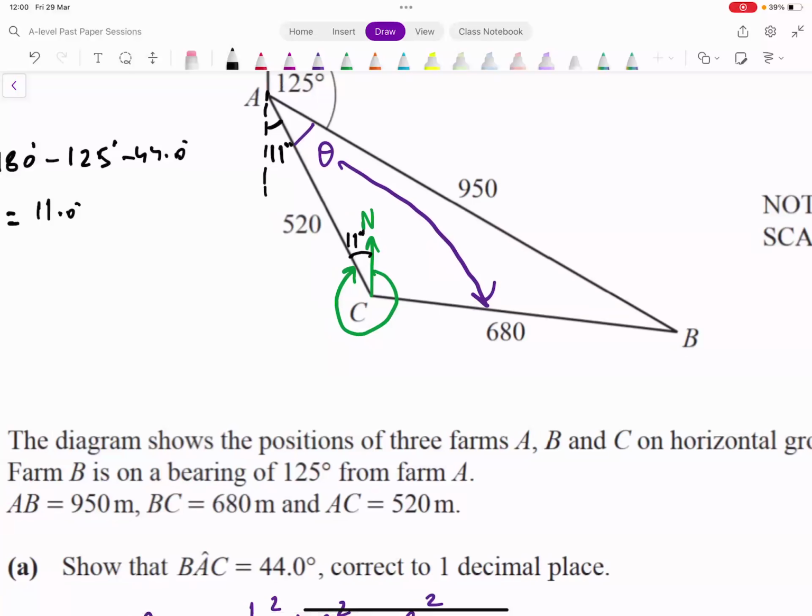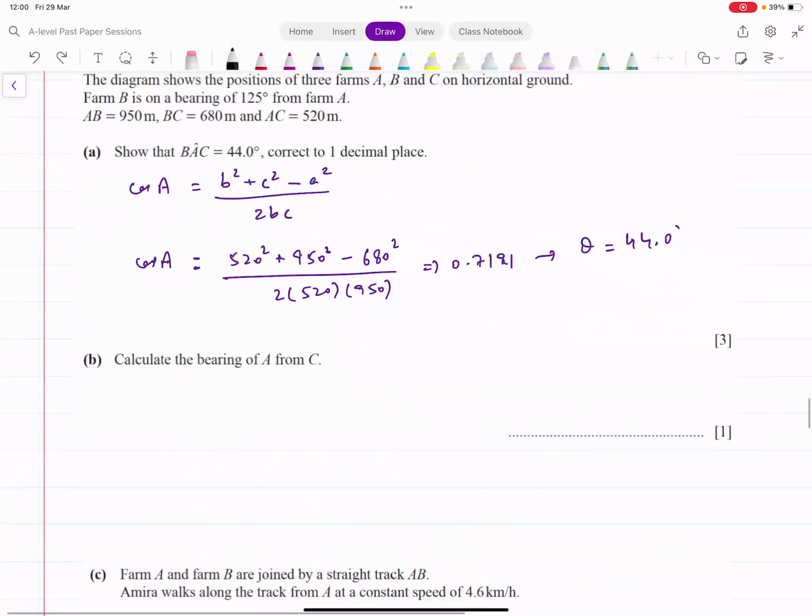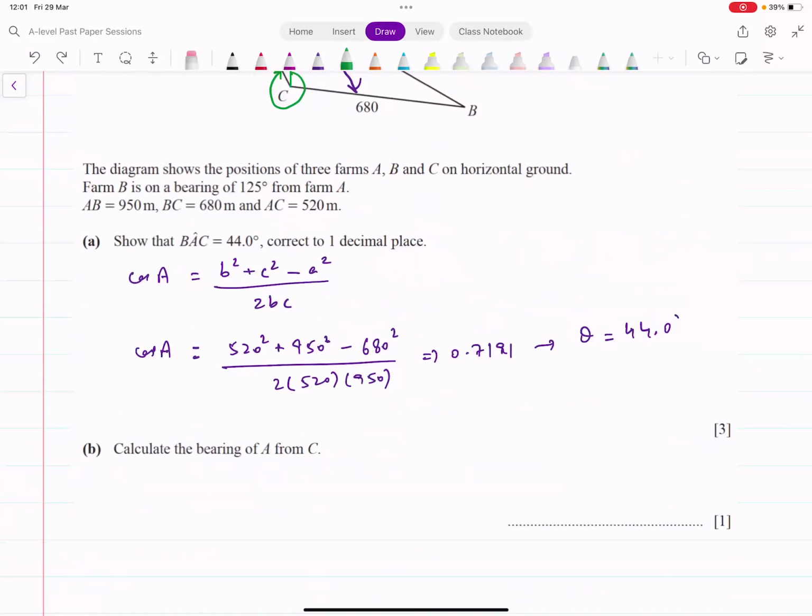So what's the bearing then? 360 minus 11. Let's just do that. The bearing of A from C, that's 360 minus 11 degrees, and that gives us 349.0 degrees. That's the bearing that we were looking for here. Okay, that's the result.